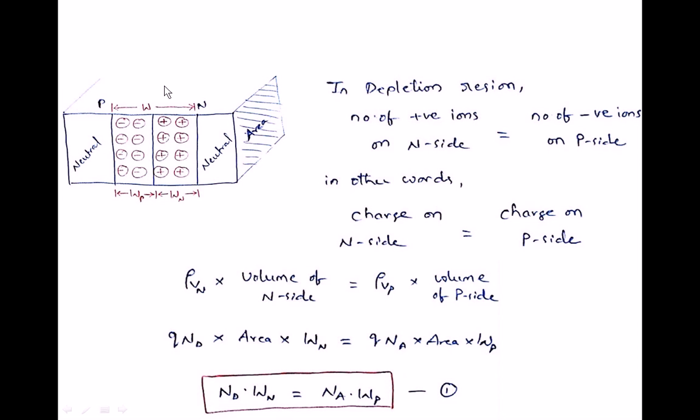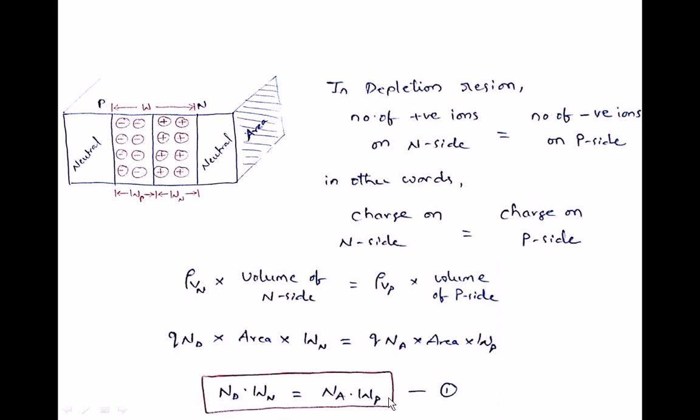If you assume the PN junction in three dimensions, this face is the area. The area is common for all. If you draw lines like this, that is also considered as area. The area is common for the N side as well as the P side. So area into Wn becomes the volume on the N side, and area into Wp becomes the volume on the P side. So we write Q Nd into area into Wn is equal to Q Na into area into Wp.